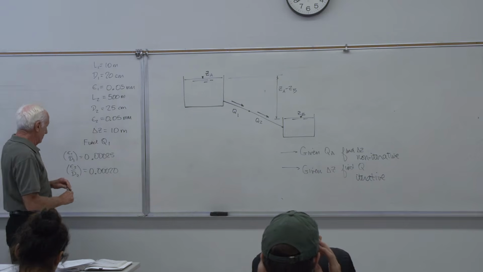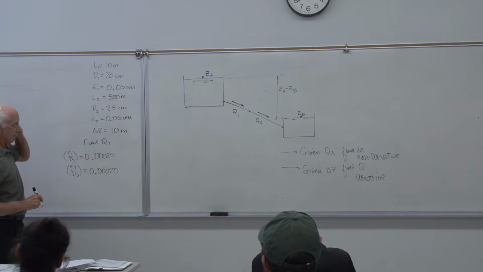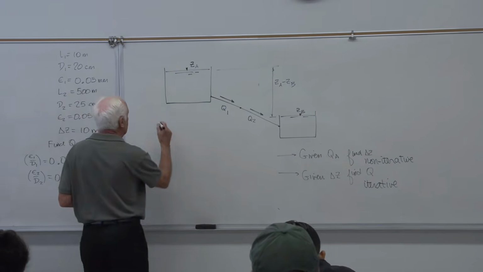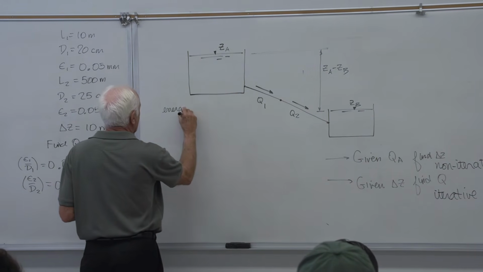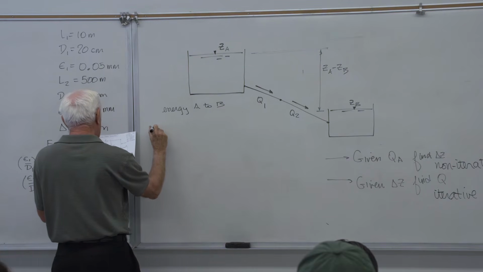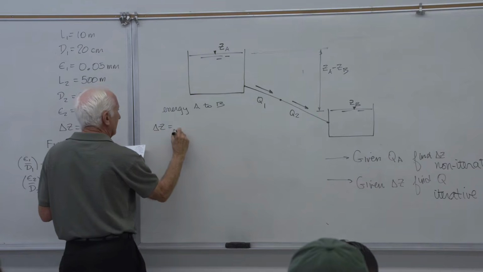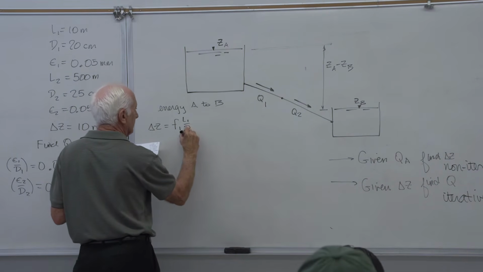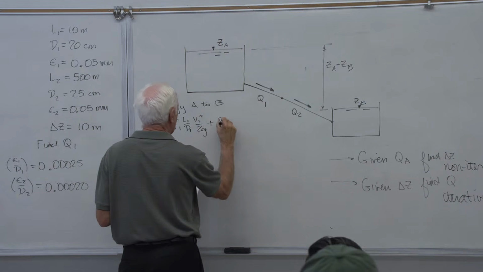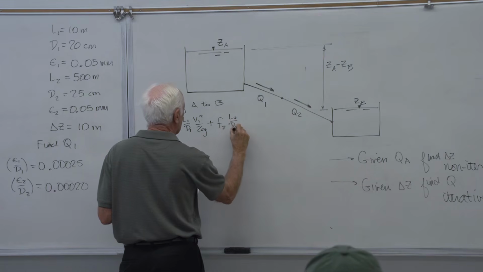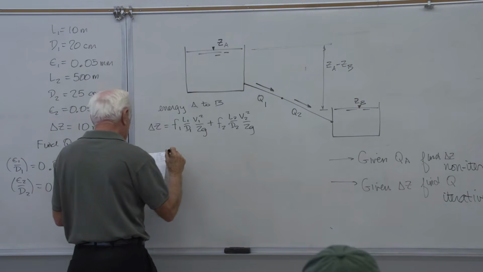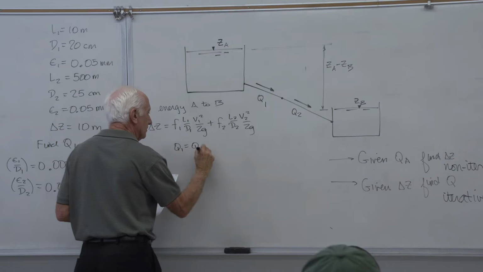I want to solve for Q. Okay. I need to get V1 or V2. So I write energy A to B. So I get my delta Z is equal to F1 L1 over D1 V1 squared over 2G. They add, the friction head losses add. Got it. And then I have Q1 equal Q2.